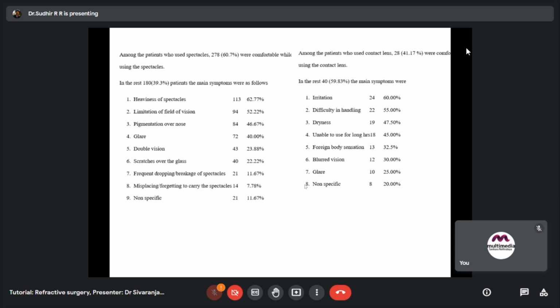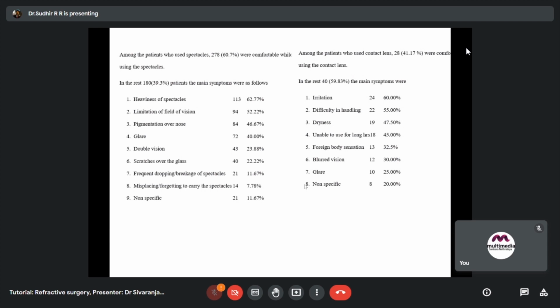Some have complaints of glare. Again, the problem with glare with the glasses is because they don't maintain the glasses, so they have a lot of scratches. They have double vision, and frequent dropping and breaking of glasses, so they don't have a second pair. Misplacing or forgetting to carry the spectacles were other reasons, and very few had non-specific reasons. With contact lens, most commonly they have irritation and dryness. They're not able to wear the contact lens for long hours. These are some of the reasons why the patients wanted surgery.